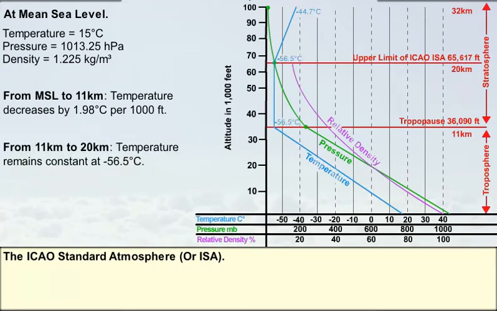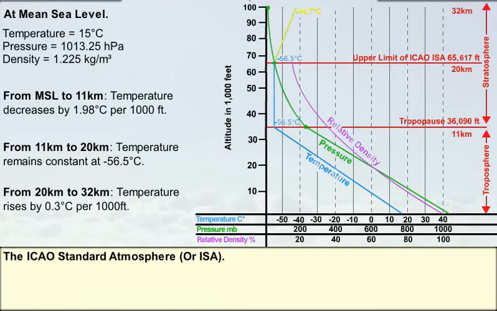From 11 kilometers to 20 kilometers, the temperature remains constant at minus 56.5 degrees Celsius. Notice that at 11 kilometers, the temperature no longer falls with height, and therefore marks the top of the troposphere. You may remember that we called this point the tropopause. The layer above this was called the stratosphere.